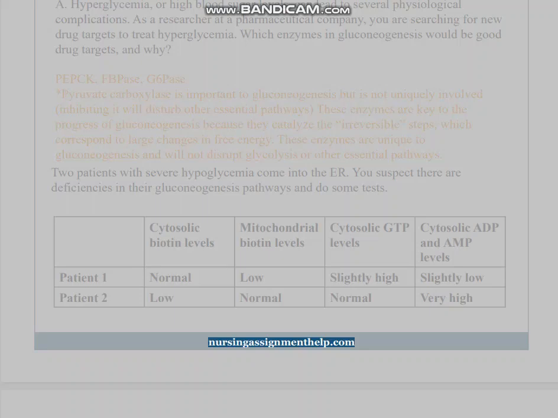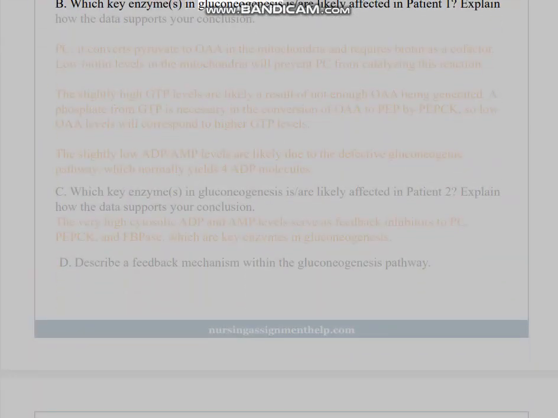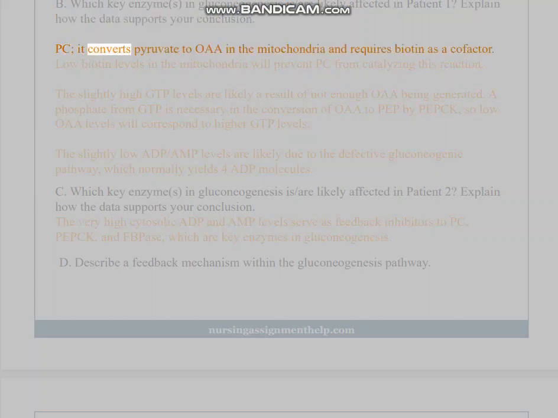B. Which key enzymes in gluconeogenesis are likely affected in patient 1? Explain how the data supports your conclusion. PC. It converts pyruvate to OAA in the mitochondria and requires biotin as a cofactor. Low biotin levels in the mitochondria will prevent PC from catalyzing this reaction. The slightly high GTP levels are likely a result of not enough OAA being generated. A phosphate from GTP is necessary in the conversion of OAA to PEP by PEPCK, so low OAA levels will correspond to higher GTP levels.